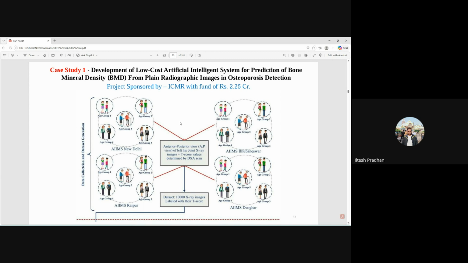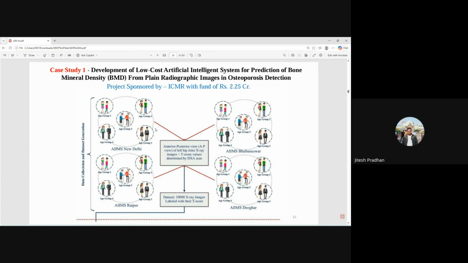So that's why we have come up with a problem: we have to predict osteoporosis from X-ray images also. Then we have identified the persons and age groups. We have collected data from these 4 places. So what will the data be? So that we have decided the 4 Ws.